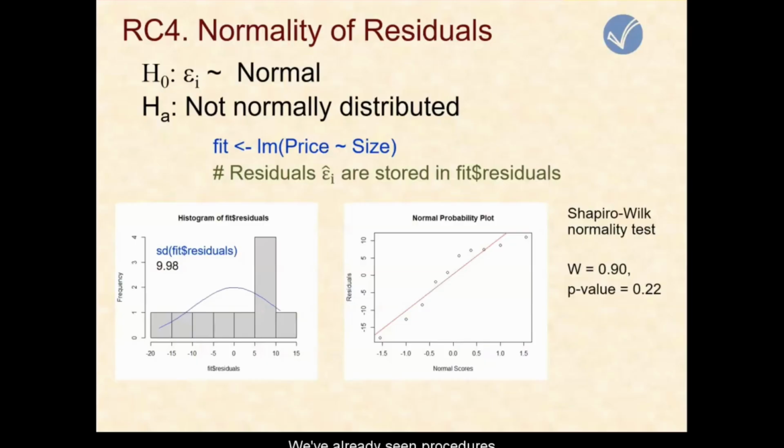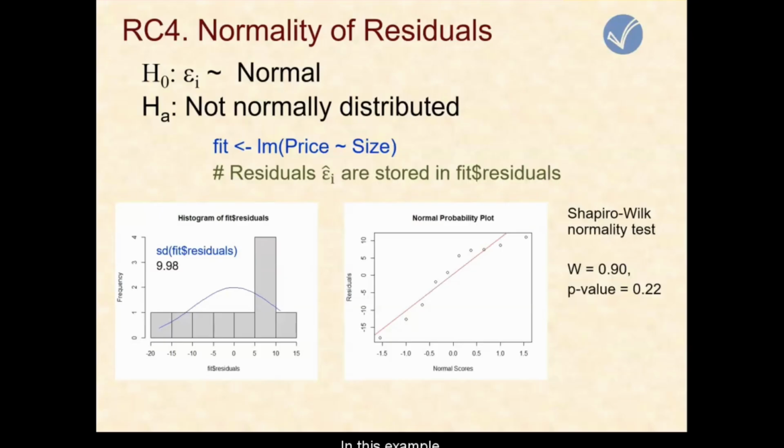We've already seen procedures for checking the normality of a distribution in an earlier module. We graph the histogram of the epsilon hat at left. We construct a probability or QQ plot for the epsilon hat in the center, and we do a Shapiro-Wilk test for normality at right. We have seen these procedures before, and we apply them here to test the normality of the error terms.